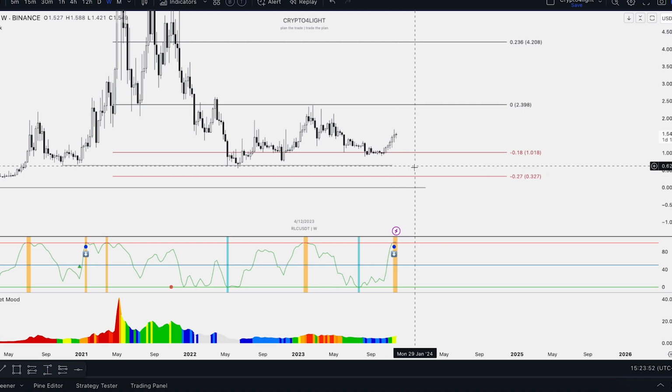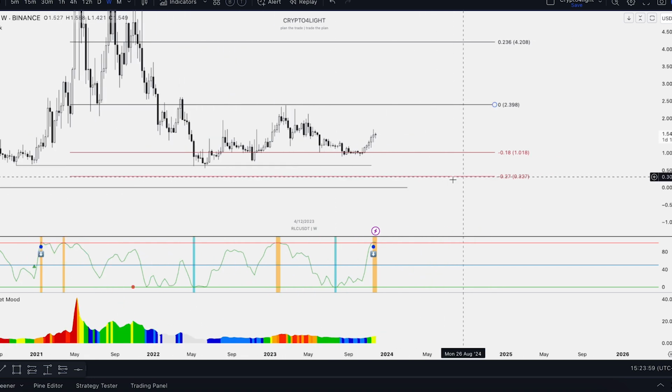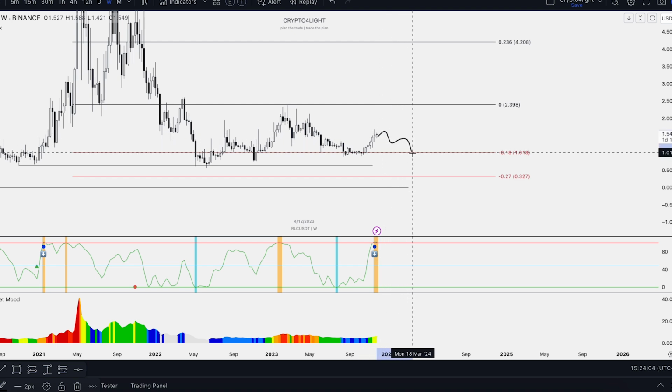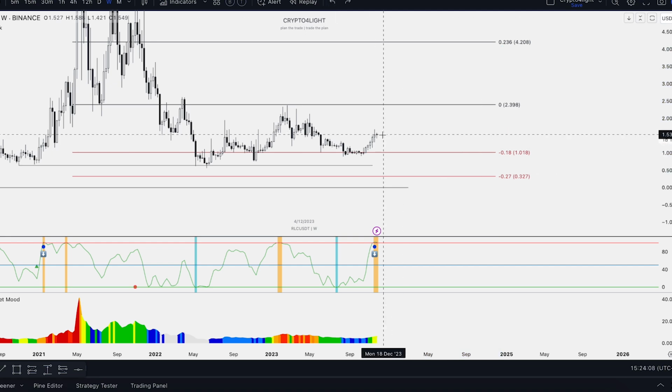Negative scenario, you already know: sweep this low, 62 cents. Most negative scenario, of course, is a sweep of the COVID dump, but I don't think so. We will sweep it this year or next year. So this scenario is also possible, and then continuation.